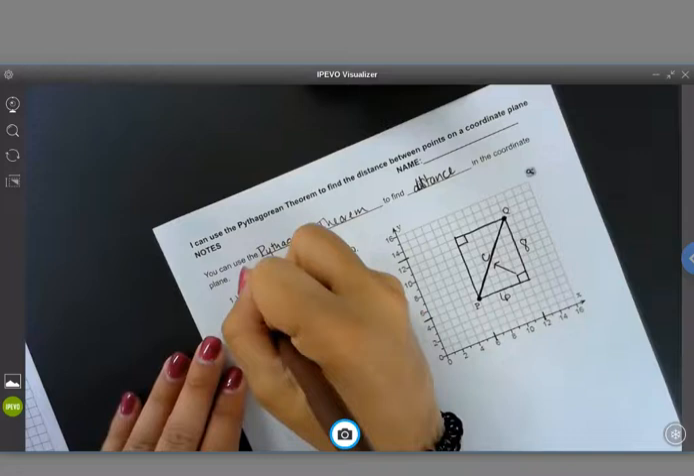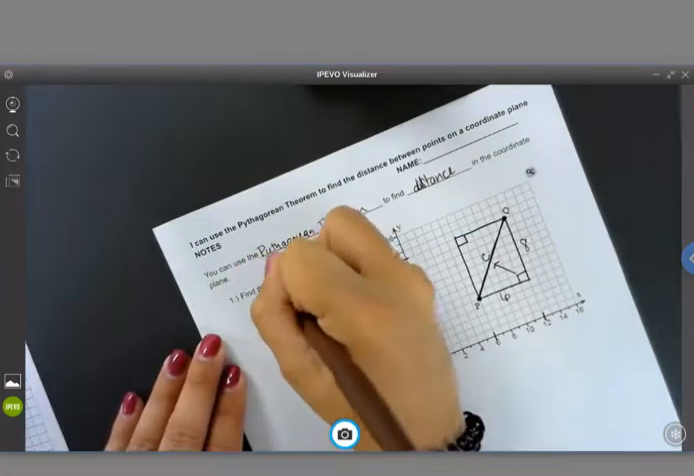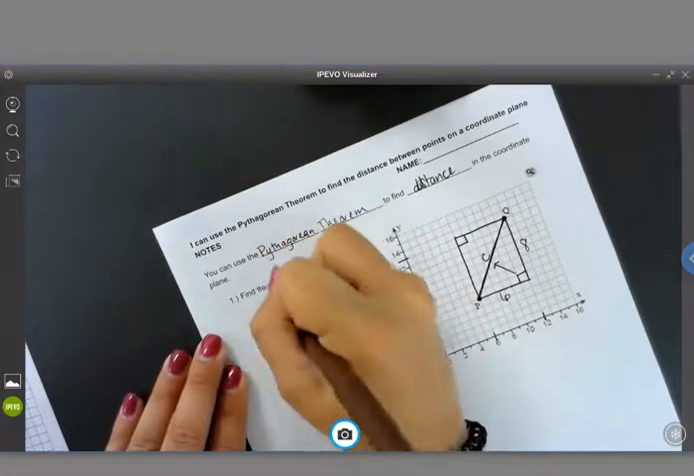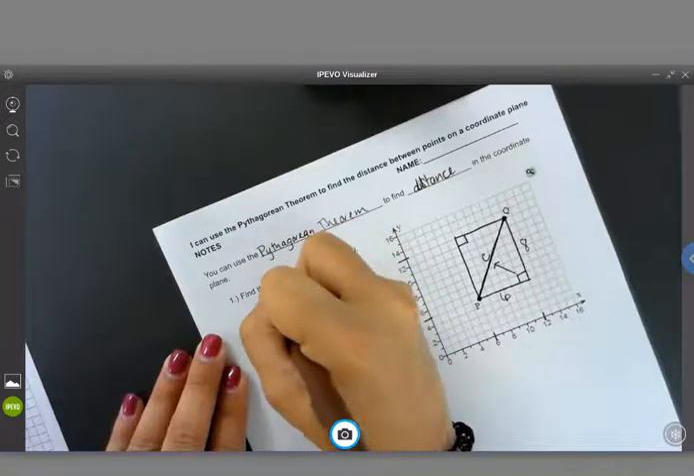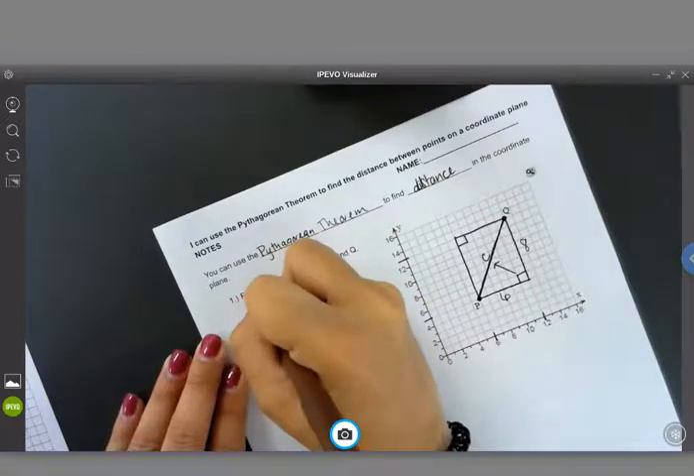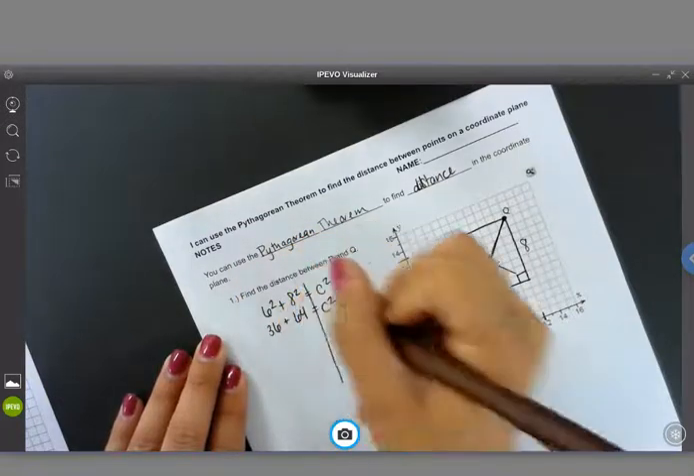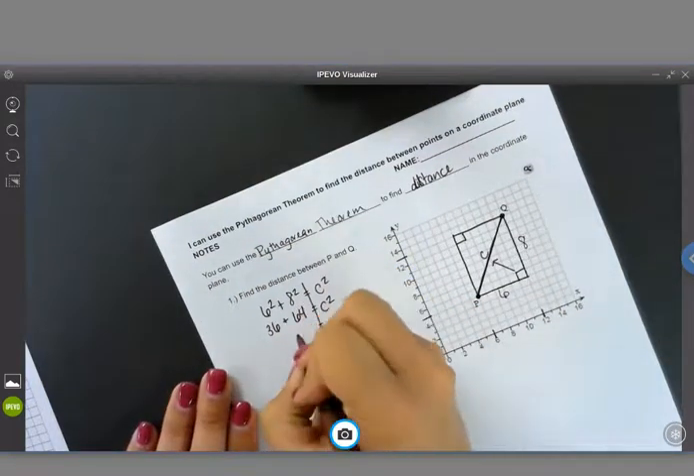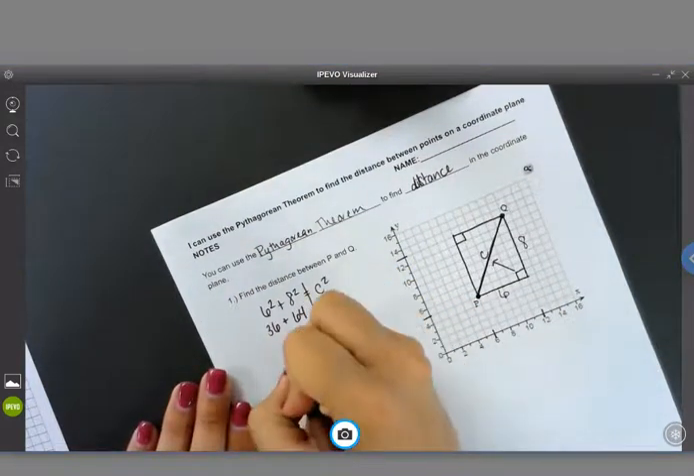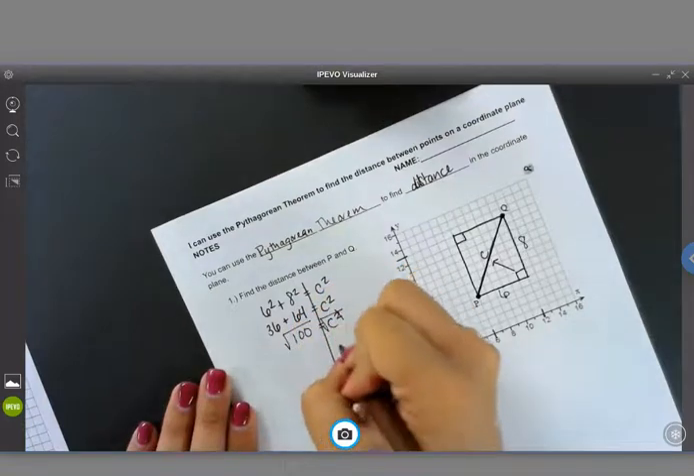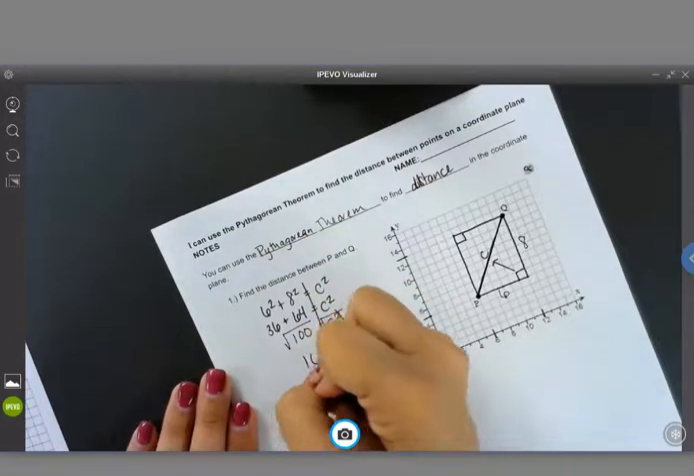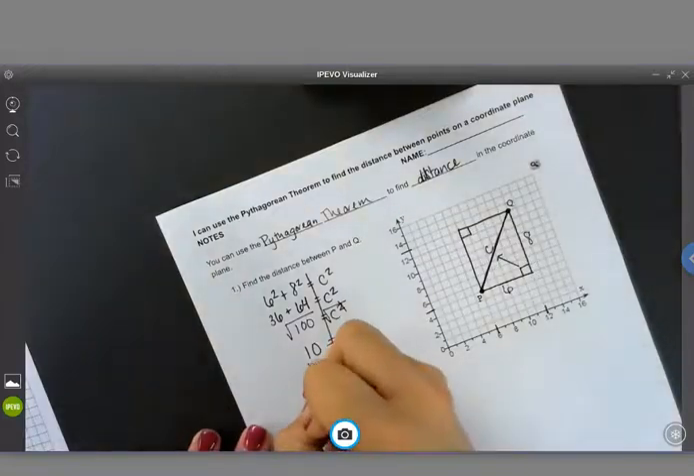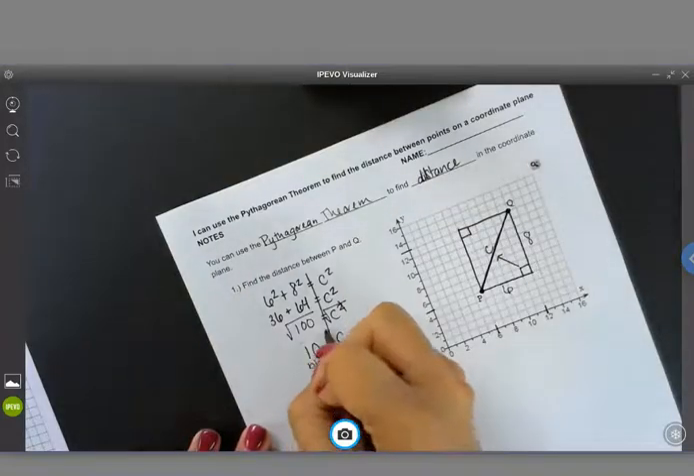Okay, so we're going to put into our formula 6 squared plus 8 squared equals c squared. We're going to solve, so 8 squared is 64, 6 squared is 36. 36 plus 64 is 100. Square root both sides, I get 10. We're just going to call this 10 blocks, since that's what those are.